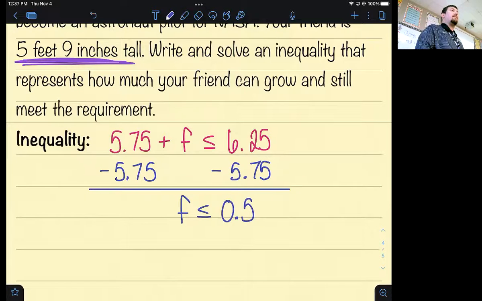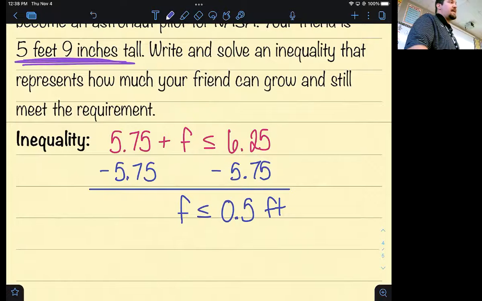And when we're talking about story problems, we need labels. And when I say label, I don't mean just put the F there. What did the F stand for? We were talking about our friend's height, and what were we measuring our friend's height in? Feet. Okay, so F represents the height that our friend can grow. As long as our friend grows less than or equal to 0.5 feet, they'll be able to be the pilot.